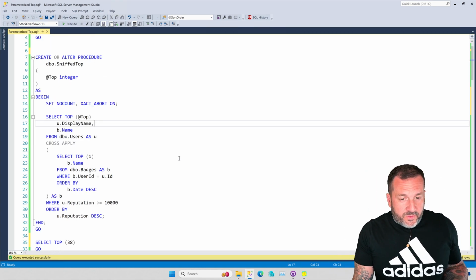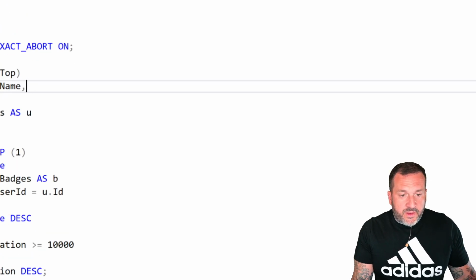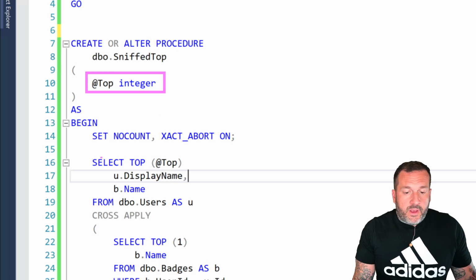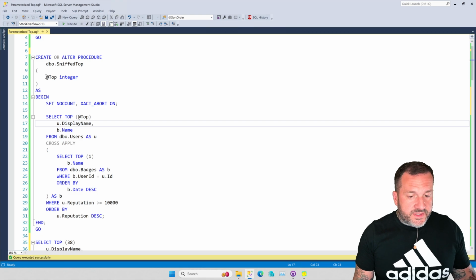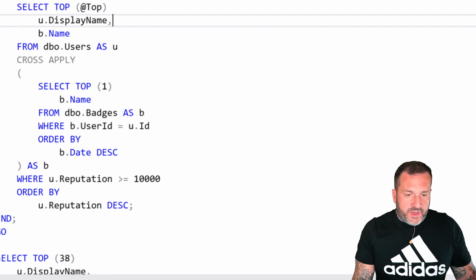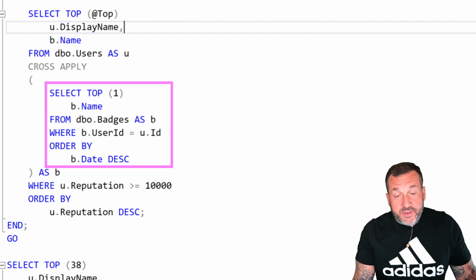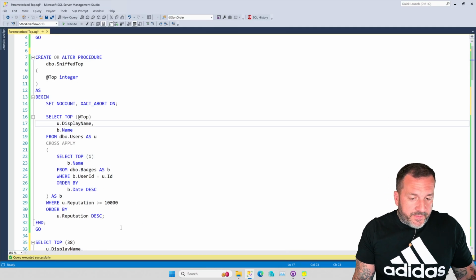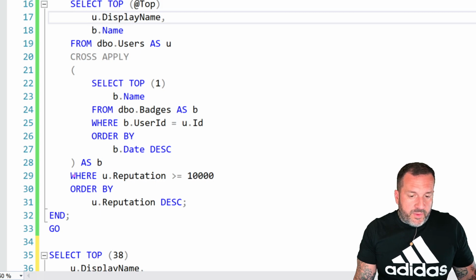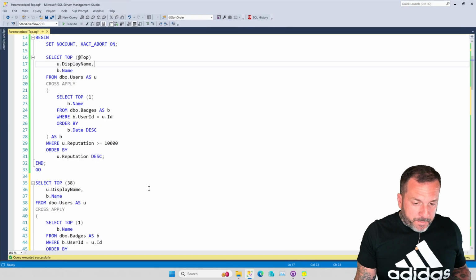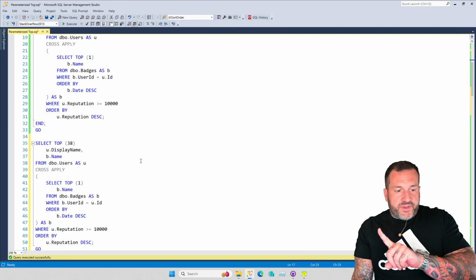So what I have here is a stored procedure. And this stored procedure really only takes one parameter because that's all it has to. That one parameter is used here, where we select a top number of rows from the users table, and then we cross apply to the badges table to find the top one. Just to put this into English, to find the most recent badge that a user has gotten. For this query, we only care about users who have a reputation over, I think, 10,000, and we're going to order by reputation descending. All right, cool. So that's the stored procedure version.